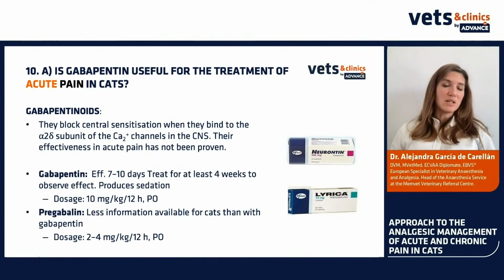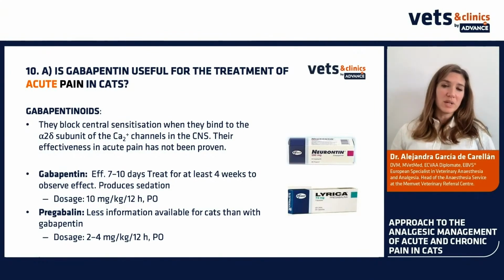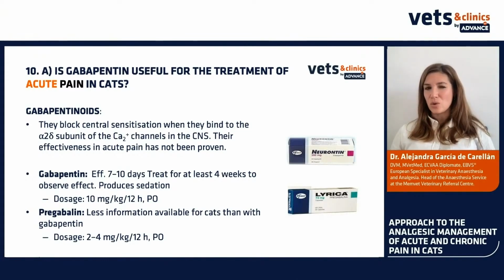Gabapentin is the one that is being used the most in veterinary patients. It produces some degree of sedation. The dose, you have it there. Nowadays there is also a related drug of gabapentin, which is pregabalin, for which there is still not a lot of information available for cats, but it seems also promising in dogs. So hopefully we have another tool here. For chronic pain states, especially for neuropathic pain, yes, definitely. For acute pain, not that useful yet.